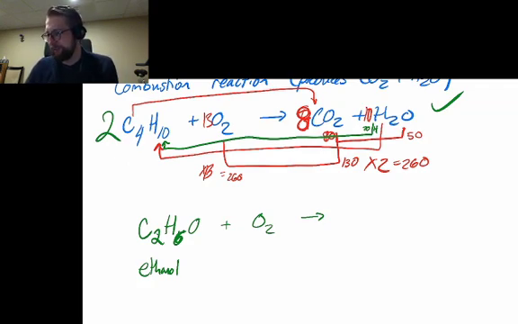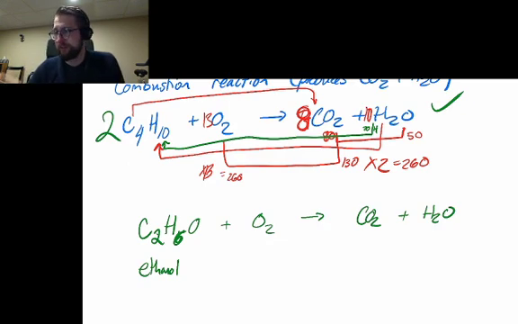We just keep looping. So we still know that it's going to be CO2. We still know that it's going to be water. And yeah, this one's probably going to be tough too. So this is going to be our most extreme balancing yet.